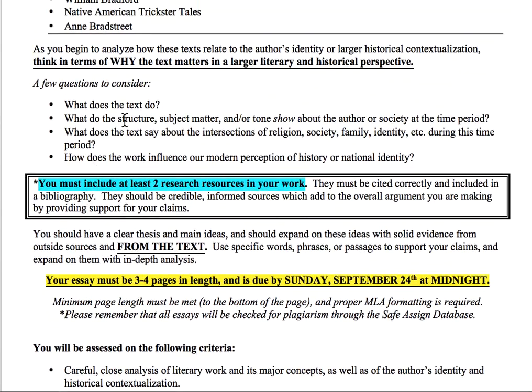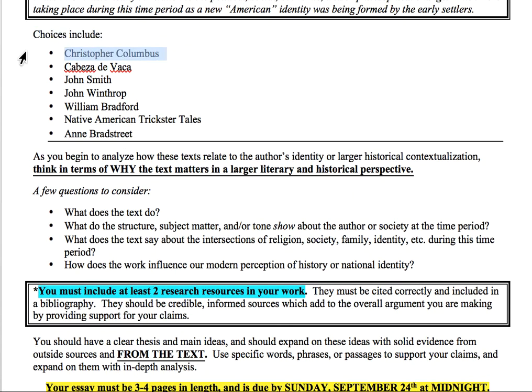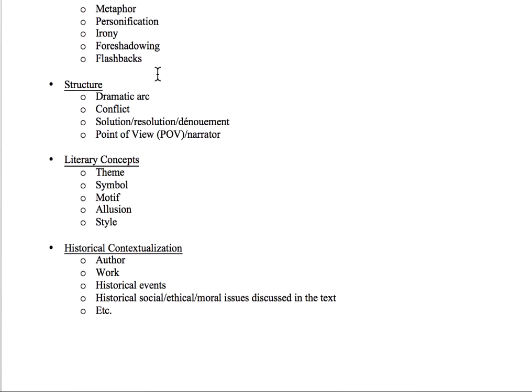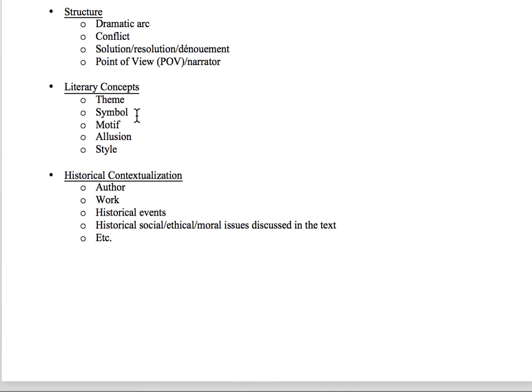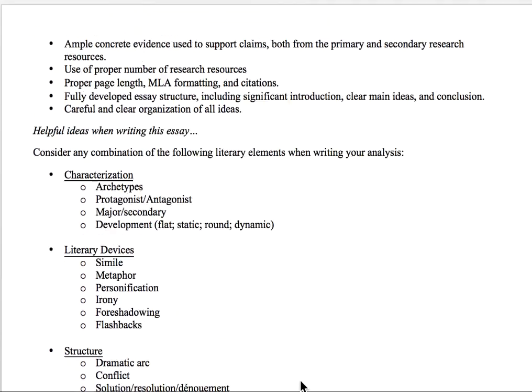Remember that in these texts, we have a particular narrator in Columbus, and the way he's portraying people is one view that's very different than other views. Literary concepts like themes, symbols, motifs, allusions, etc. And then the historical context, look at the author, the work, the events surrounding the text, and the ethical, moral, or social issues taking place at the time.